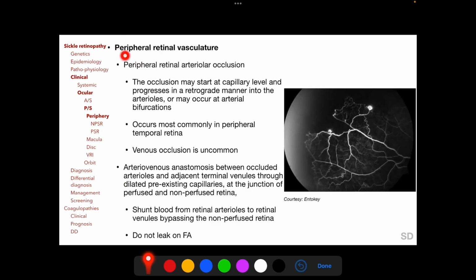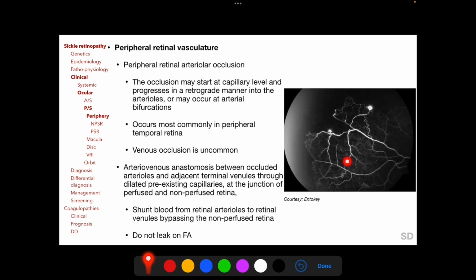In the peripheral retinal vasculature, peripheral retinal arteriolar occlusion and arteriovenous anastomosis formation is typical in patients with sickle cell disease. Peripheral retinal arteriolar occlusion may start either at the capillary level and progress in a retrograde manner into the arterioles, or may occur at arterial bifurcations. And peripheral retinal arteriolar occlusion typically occurs most commonly in the peripheral temporal retina in patients with sickle cell disease, but venous occlusion is uncommon in these patients.